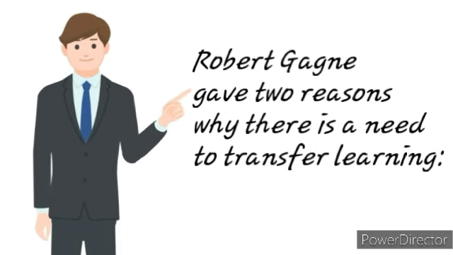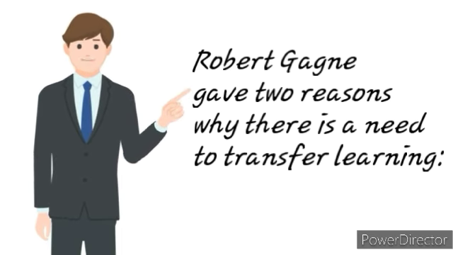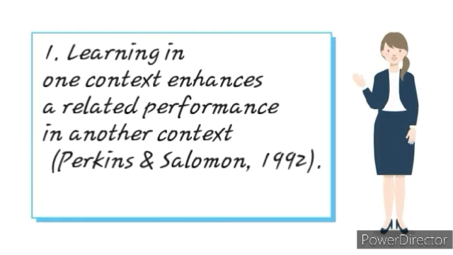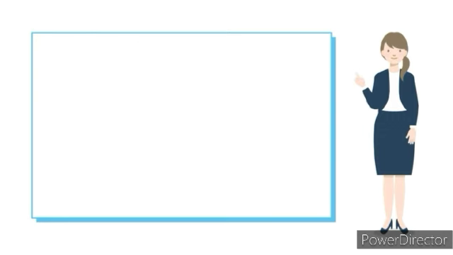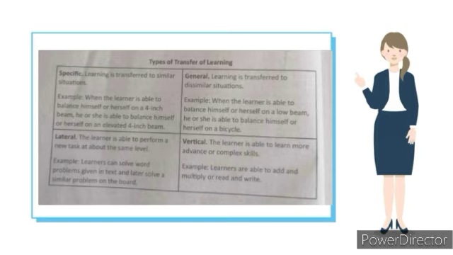Robert Gagne gave two reasons why there is a need to transfer learning. Number one, learning in one context enhances a related performance in another context, Perkins and Salomon, 1992. Number two, learning is extended from one context to a new context, Bransford, Brown, and Cocking, 1999. So these are the types of transfer of learning.